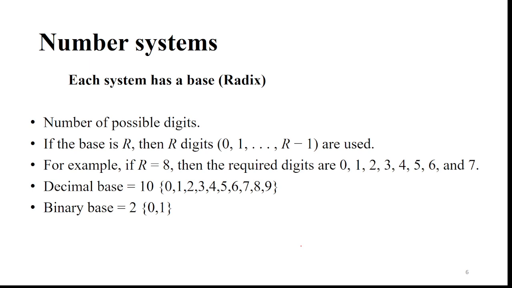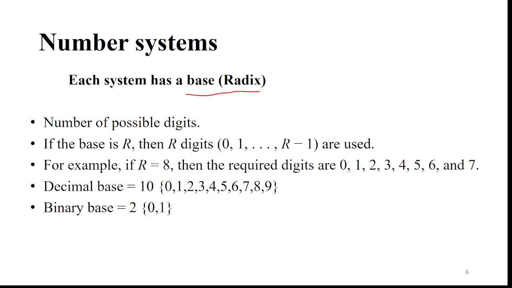A number system. Let's talk now about the number systems. A number system is a way of representing numbers. So when I say number system, this is a way, a method to represent numbers. Each system is based on a base, or what's called a radix also. A base or radix determines how many possible digits can be used in that system.